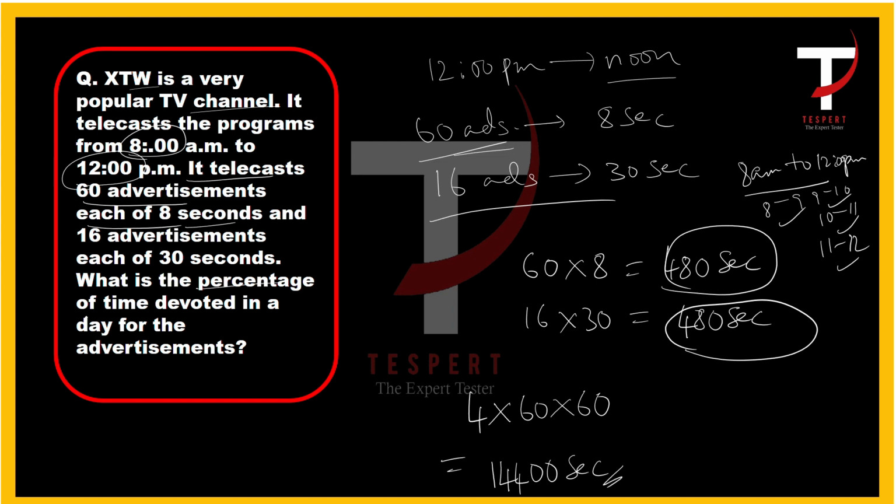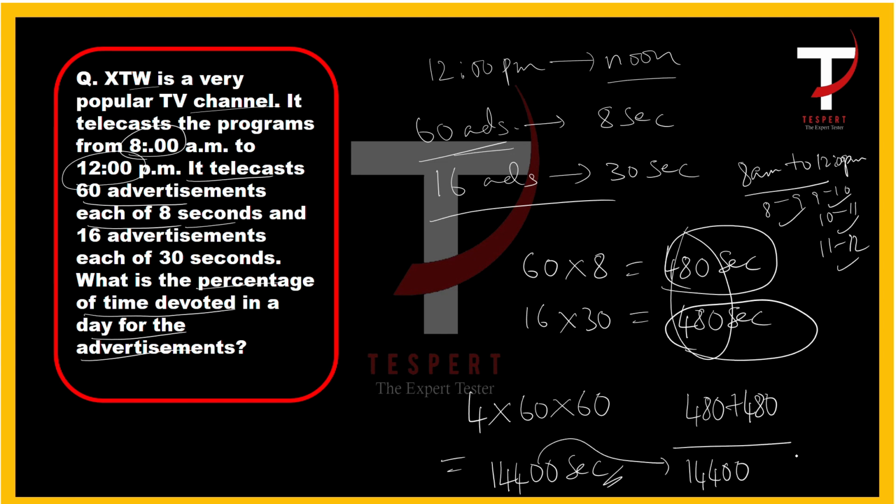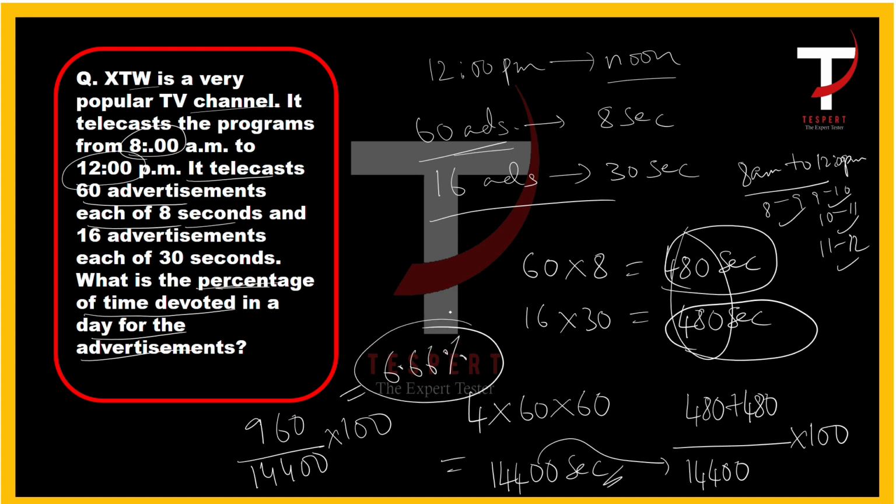So what's the percentage of time devoted in a day for the advertisements? These two comprise 480 plus 480, so 480 plus 480 by 14400 into 100. We are asked to calculate the percentage of time, right? So into 100. So how much is it? 480 plus 480 is 960. 960 by 14400 into 100 is equal to 6.66%. So the percentage of time devoted in a day for these advertisements is 6.66%.